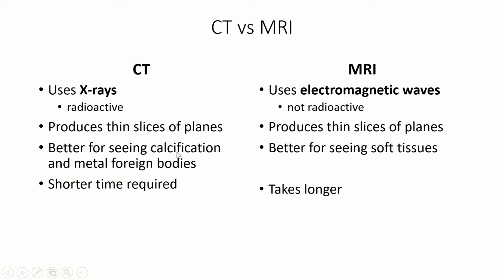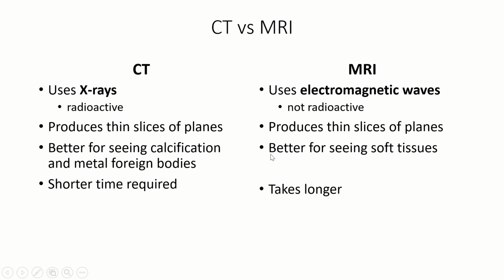The CT is better for seeing calcifications. So if we're looking for a growth on a bone or a metal foreign body, say someone has, God forbid, a bullet lodged somewhere in their body, the CT scan can very quickly and non-invasively show us exactly where that bullet is.